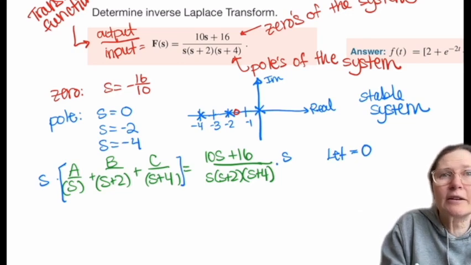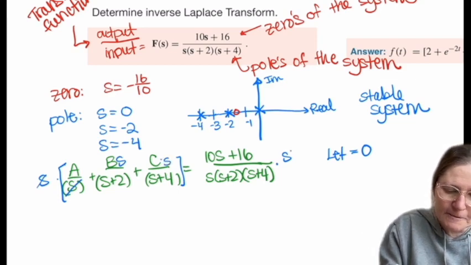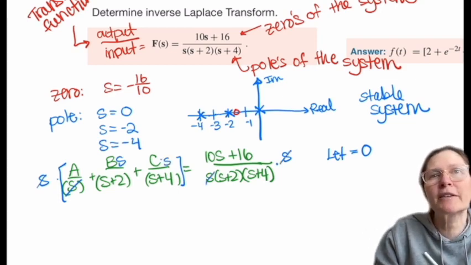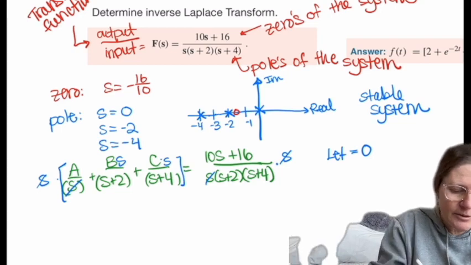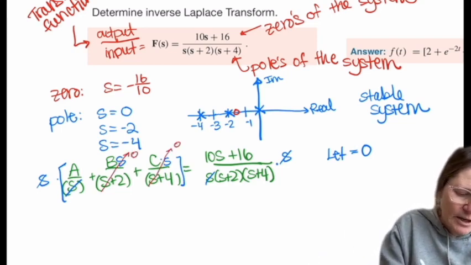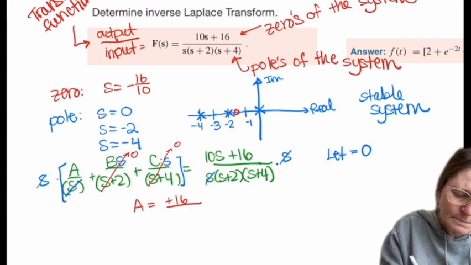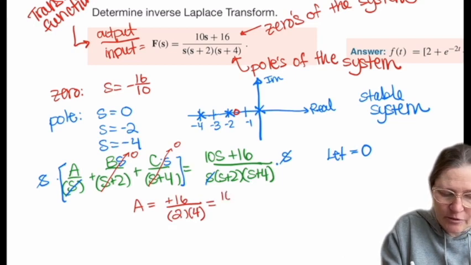When I do that, it's going to remove this from the bottom and put an s up here and an s up here, and that removes that one on that side. With these being multiplied by s, these two are going to go to 0. And I will just have A equal to 10 times 0, so 0 plus 16 over 0 plus 2 and 0 plus 4. That gives me 16 over 8 for a value of 2.